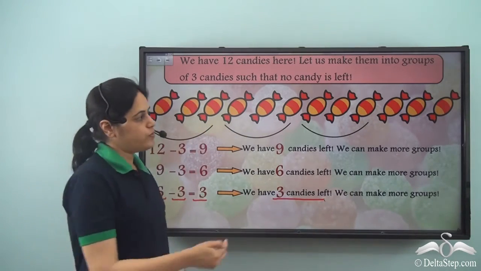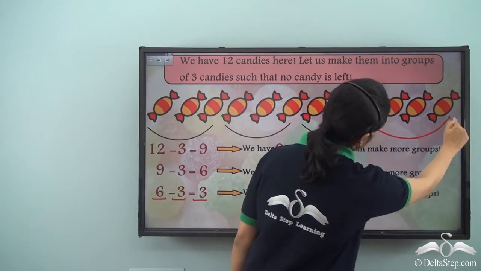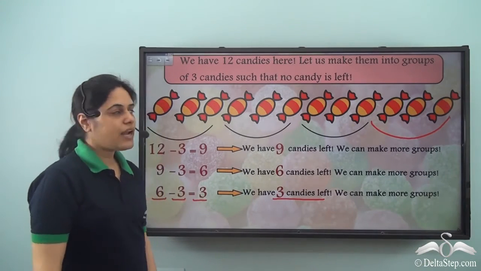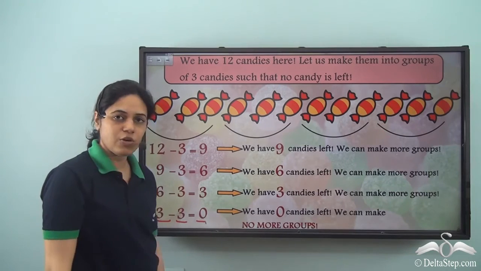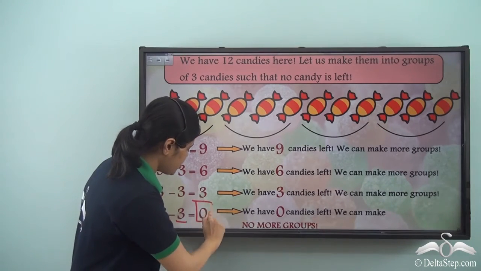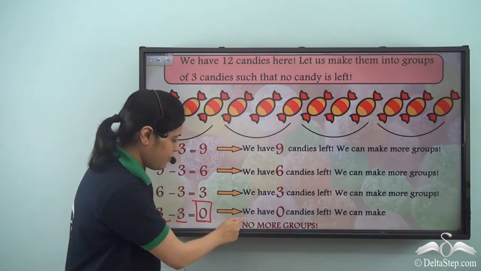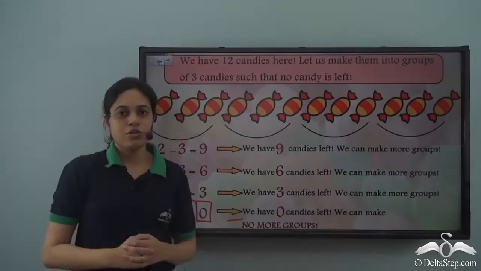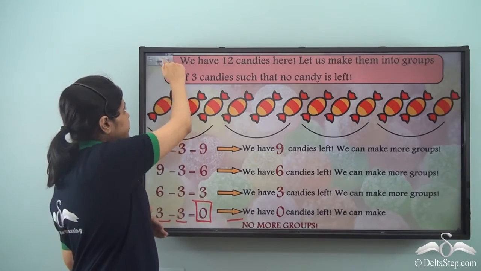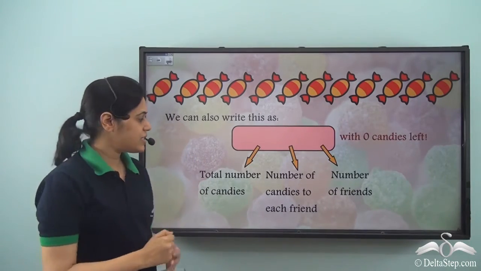We'll make more groups. Now from these 3, I make another group. So 3 minus 3 gives me 0. Now we have reached 0 and we cannot make any more groups. So we can make no more groups. So we started with 12 candies. How can we write it?